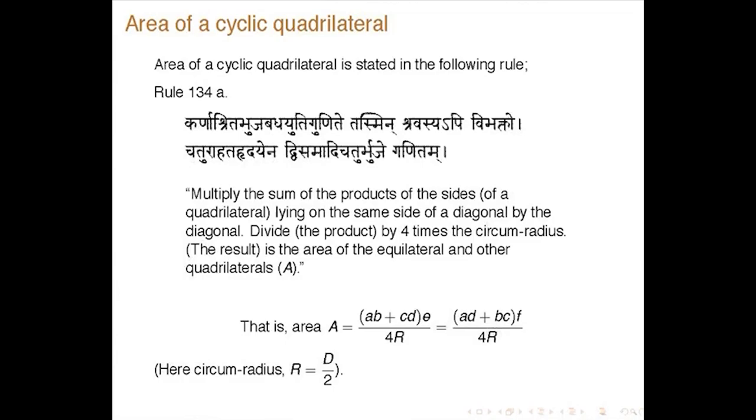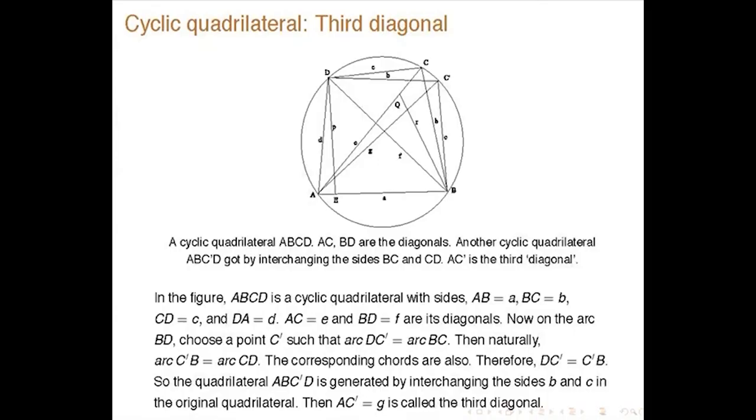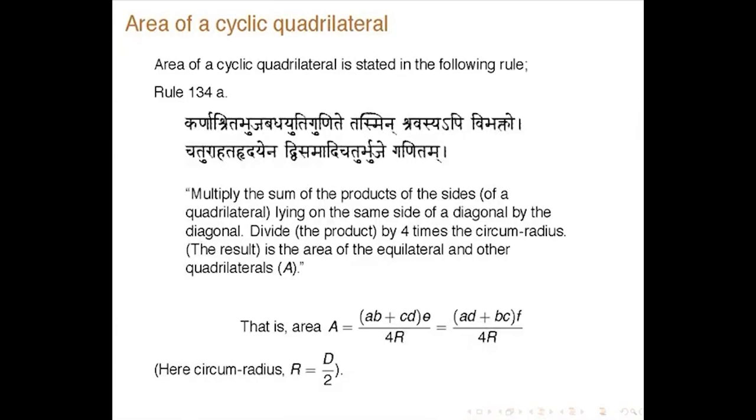The area of a cyclic quadrilateral is stated in the following way. Multiply the sum of the products of the sides lying on the same side, and divide the product by 4 times the circumradius. That is the area of the quadrilateral, he says. So this is the expression for the area. It is very clear, because you can consider it as two triangles, and you know those perpendiculars are there. From that you can get the result, because it is half base into altitude, and the altitude itself is given in terms of the two sides and the circumdiameter. That is what you are doing. Did you get the point?